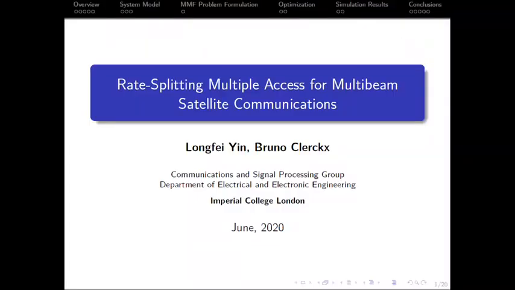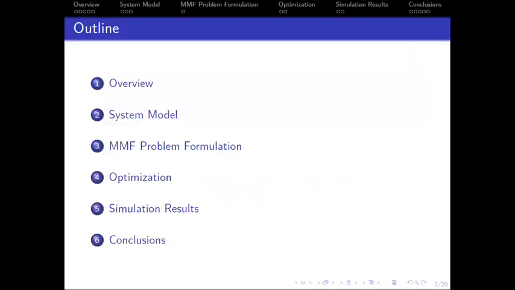I'm here to present our work, rate-splitting multiple access for multibeam satellite communications. This is a joint work with my supervisor, Dr. Bruno Clerckx. Here is a brief outline of my presentation.